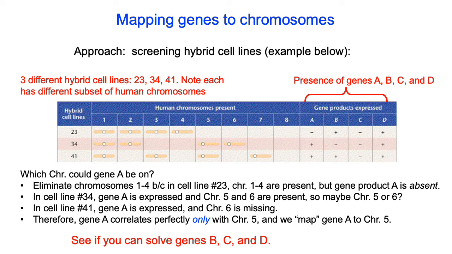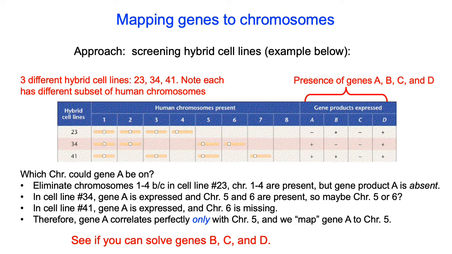And in that cell line, they've also assayed for 4 different gene products, A, B, C, and D. And in this cell line, we can see that there's a minus sign for genes A and C, but a plus sign for genes B and D. Okay. So that's how to understand how these tables are set up. And the first question one might ask is, what chromosome could gene A be on?